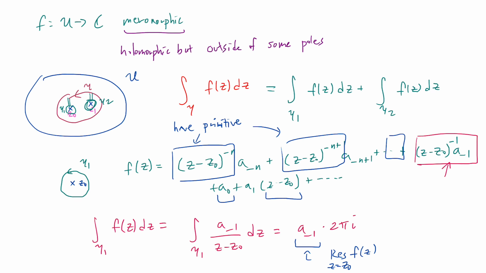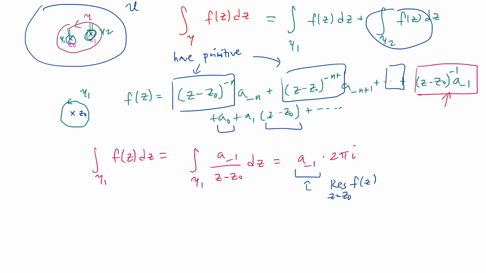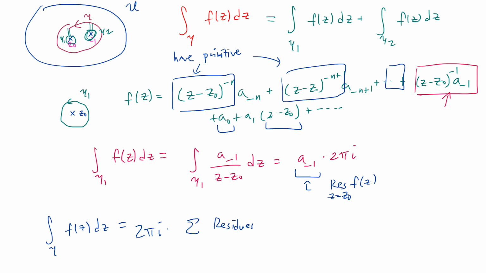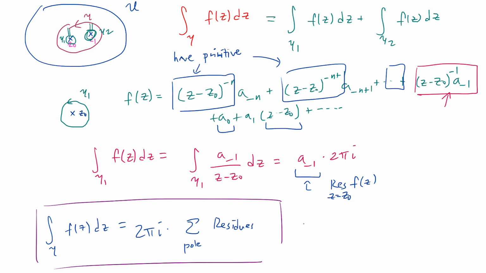The conclusion from all of this, since you can do the same thing for gamma 2 as well, is that the integral over gamma of f of z dz is really 2 pi i times the sum over all the residues, where I'm summing over every pole. So this is a famous theorem called the residue theorem, and this allows you to calculate some integrals. I think it's good to see one application of this, so let's dive in right away.